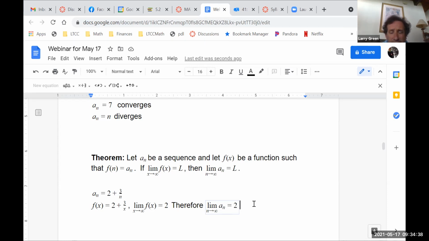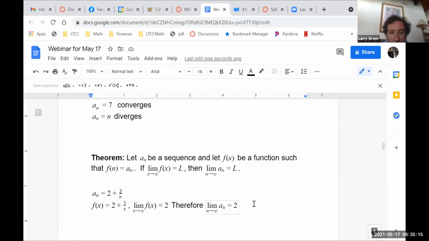Do you think this is going to work for every sequence we ever deal with? Do you think this is the way we're always going to find the limit? The answer is definitely not. The big reason why is that finding that f of x is very hard sometimes. Trying to come up with that f of x is harder than you can imagine for many very important examples. But for the simple ones, it works and it's easy.